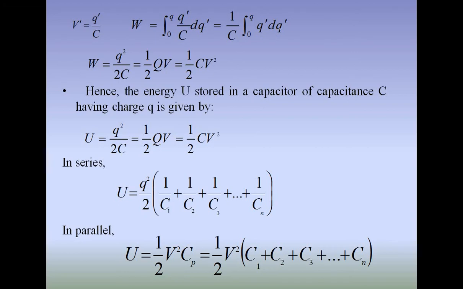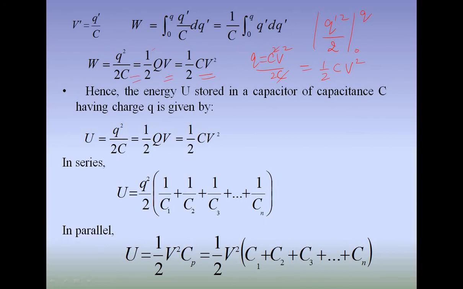and then 1 by C will be common, Q dash dQ dash, and the integral of Q dash dQ dash will be Q dash square by 2, and here the limit is 0 to Q, so it will be Q square by 2C, and you know that Q is equal to CV. So if we put the value of Q here, we will have C square V square by 2C, and by cancelling this C we will get 1 by 2 CV square. Okay, and also we can get half QV.